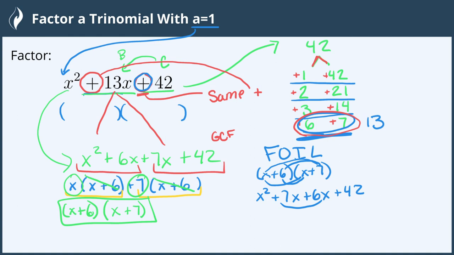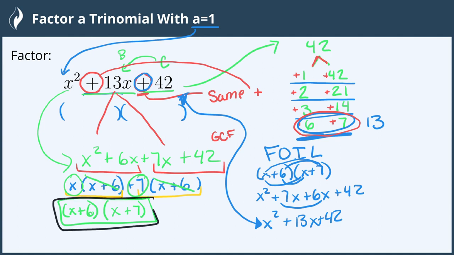Then we can combine like terms, which gives us x squared plus 13x plus 42, which matches the original. That tells us that we did indeed correctly factor the trinomial into 2 binomials, x plus 6 times x plus 7. And we're all done.